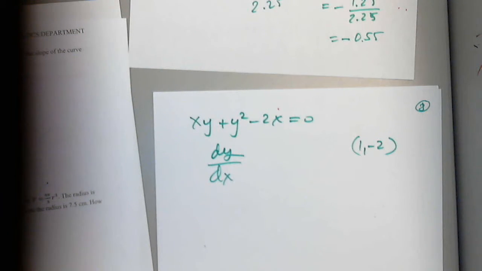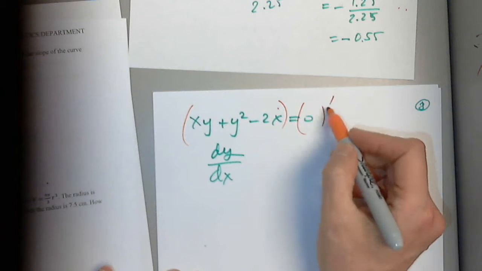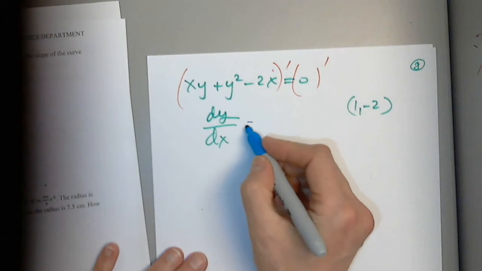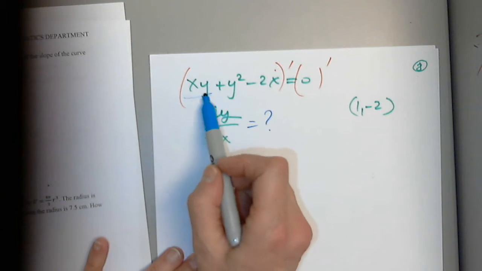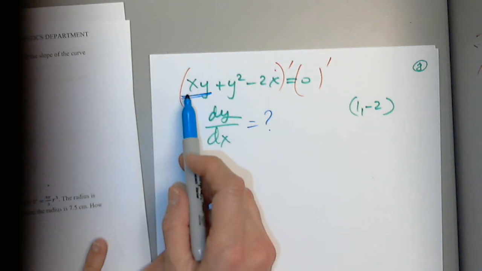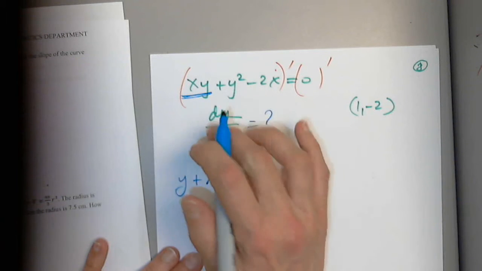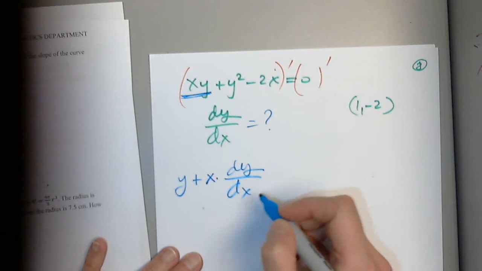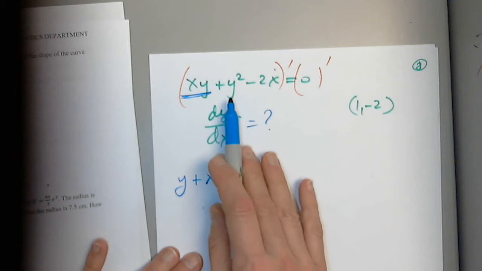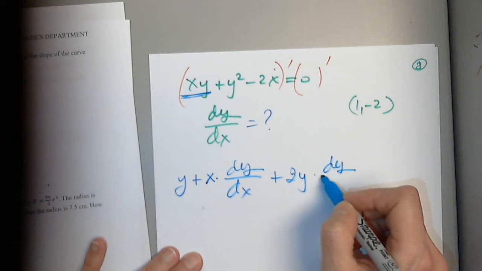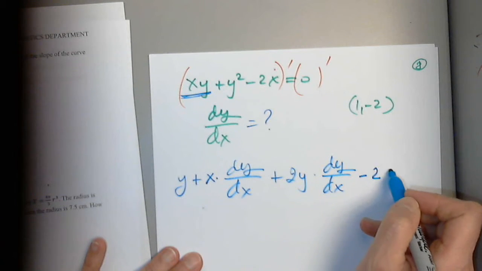Excellent. Good. So let's differentiate. We cannot solve this for y. So let's differentiate the left and differentiate the right. Please tell me what to write. To get this, I have to use the product rule here. First function prime is 1 times y plus the first function times the second prime, which is dy over dx, plus 2y times dy over dx minus 2 equals 0.